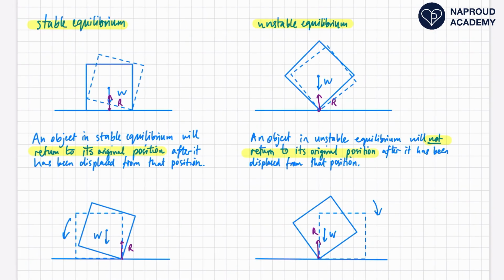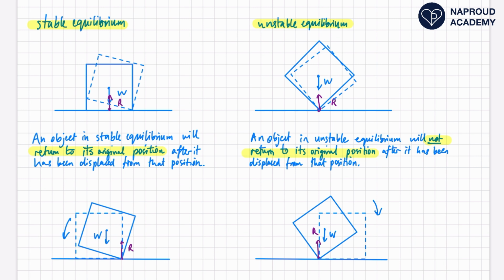Lastly, bodies can be in stable or unstable equilibrium. If a body is in stable equilibrium, it will return to its original position after it has been displaced from that position. An example would be the diagram on the left, where we've pushed this block slightly, it's tilted slightly to the right, but it will return to its original position.